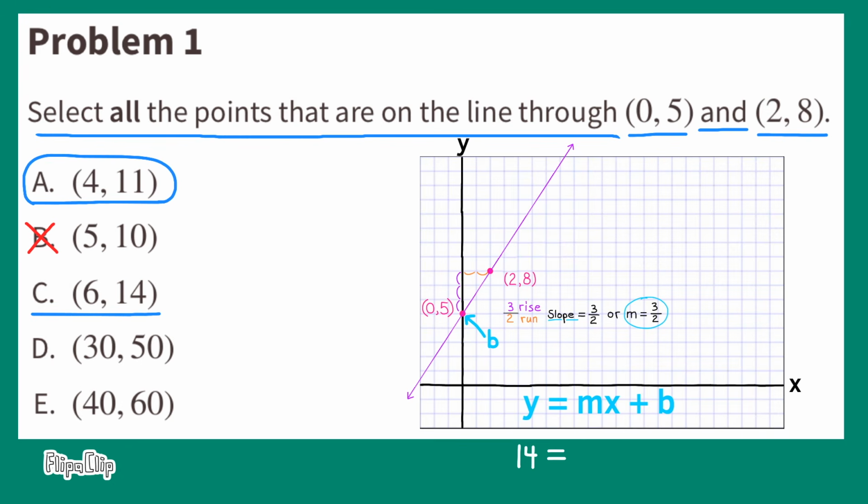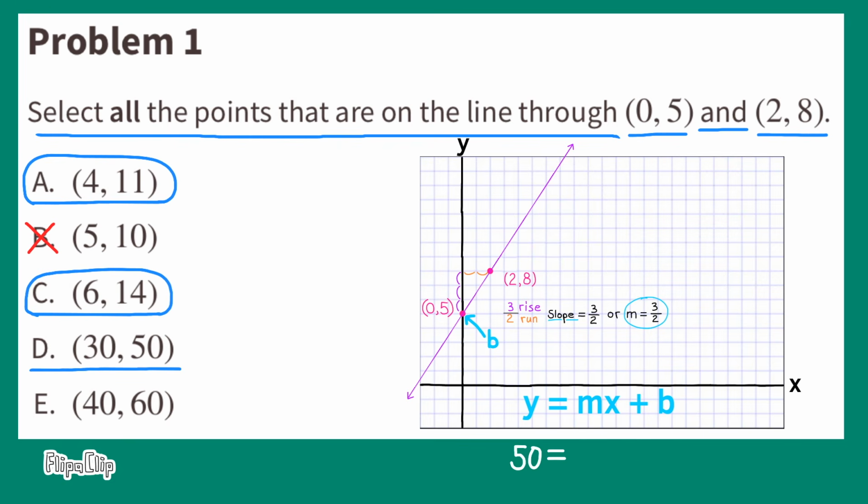C. Coordinates 6 and 14. 14 is the y value. Bring down the slope and multiply that by the value for x, which is 6, or 6 over 1, plus b, or the y-intercept, which is still 5. 3 times 6 is 18. 2 times 1 is 2. 18 divided by 2 is 9. And 9 plus 5 is 14. Since 14 does equal 14, we know that the point for the coordinates 6 and 14 does fall on the line.